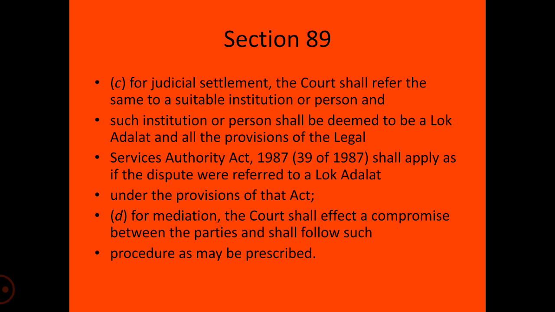The analysis of section 89. The analysis of section 89 is that when the court is of the opinion that an element of settlement still exists which is acceptable to the parties, the court will formulate the terms of settlement and refer it for A. arbitration and conciliation. Then the provisions of the Arbitration and Conciliation Act 1996 shall apply, as if the proceedings for arbitration or conciliation were referred for settlement under the provisions of that Act.